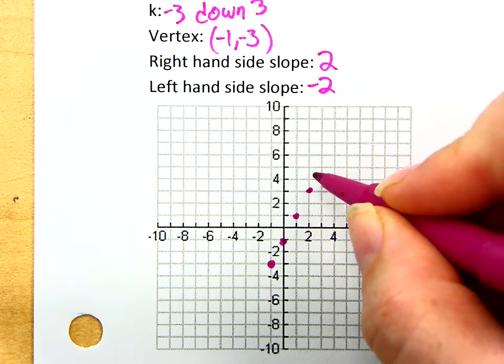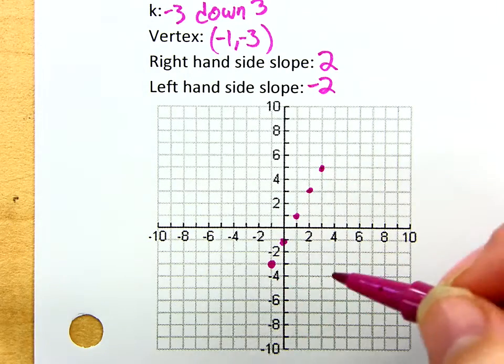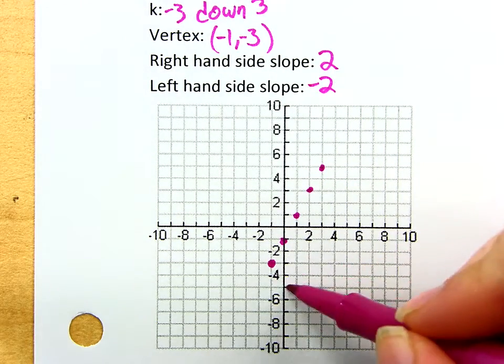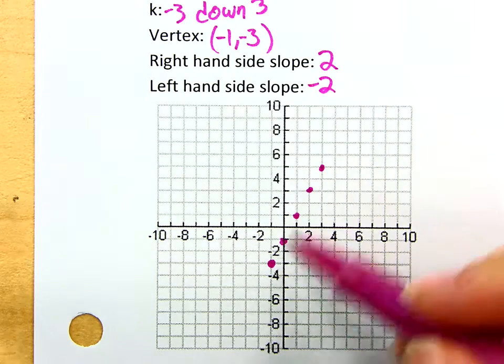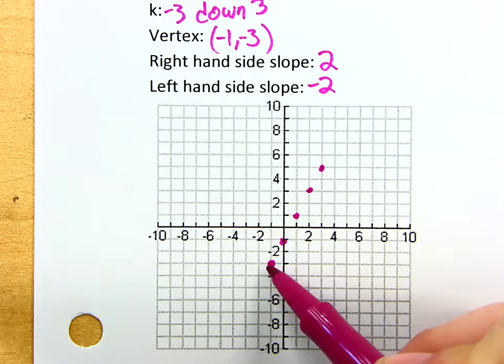Okay, you can do that a couple times. And then to get the other side, it's -2. Now don't start here and go down 2 over 1, down 2 over 1. That would get you a sideways V. You don't want that. What do you think you do from your vertex?